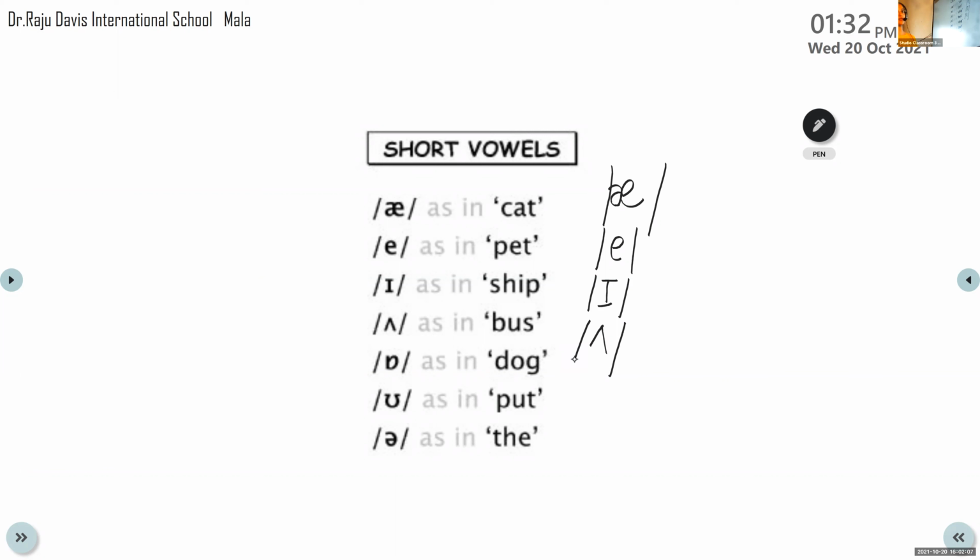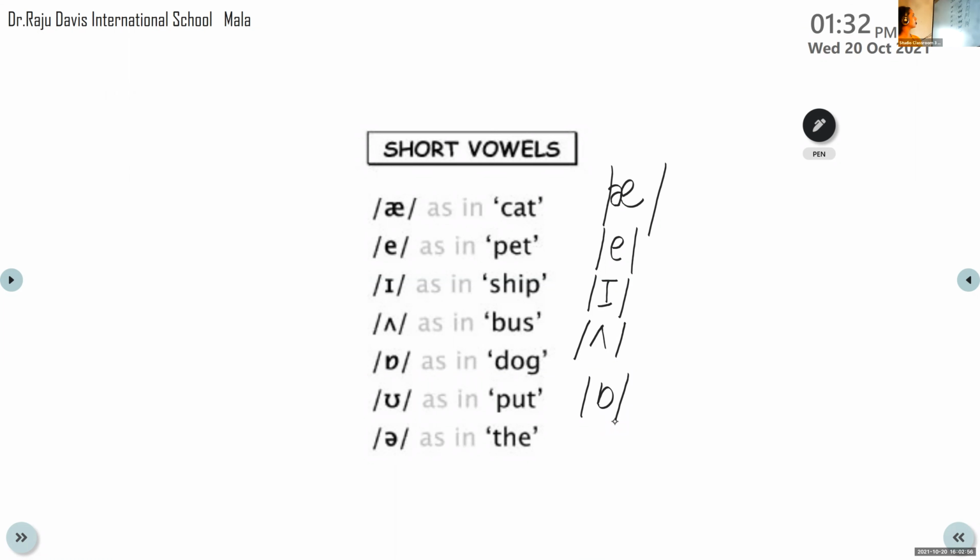Then you have the O sound. Ma'am, can you show how to write the O sound? Yes. Instead of writing the whole thing like this, we can just make a short one and write it. Yes, it's the opposite of A also. How do we pronounce the O? Like hot, dog.